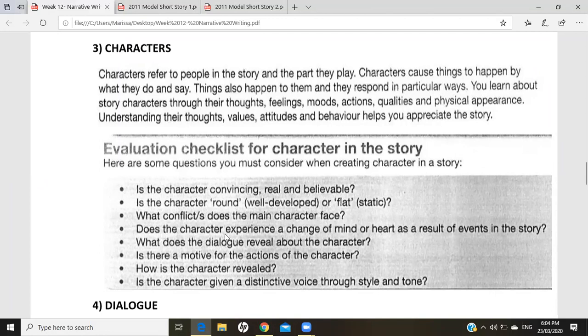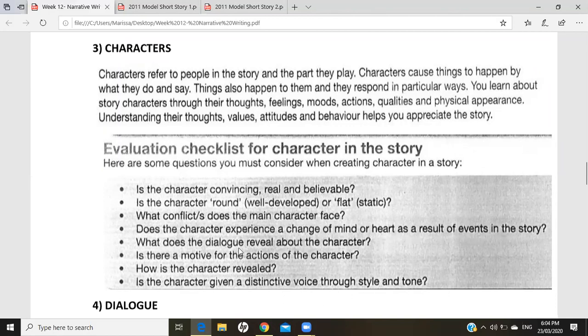The next thing, does the character experience a change of mind or heart as a result of events in the story? So sometimes in stories and movies, we actually see characters changing their minds or hearts. So in your story, maybe your characters could have a change in mind or heart, depending on the events in the story. So something happened in the story that made the character change. And just remember that change could always be for the better or for the worse. So your character doesn't always have to change in a good way. Your character could change in a bad way as well.